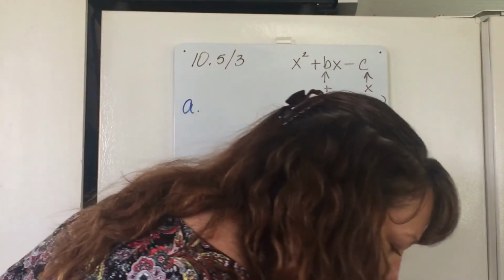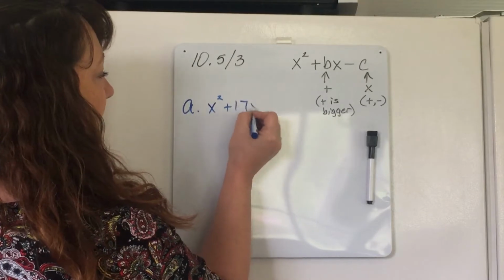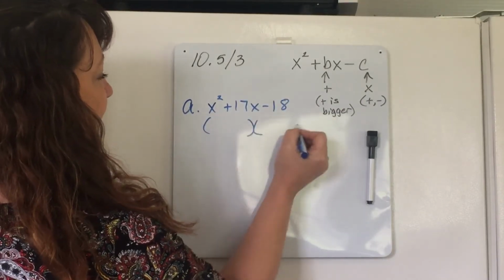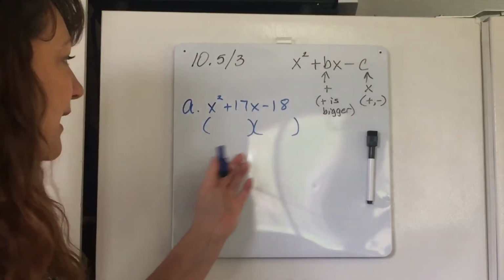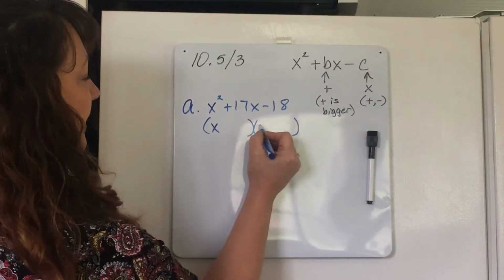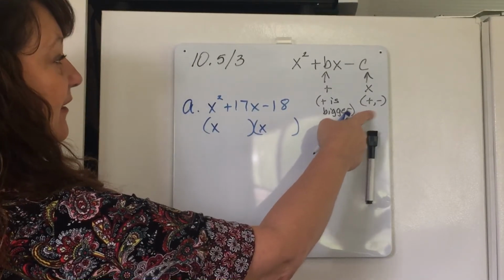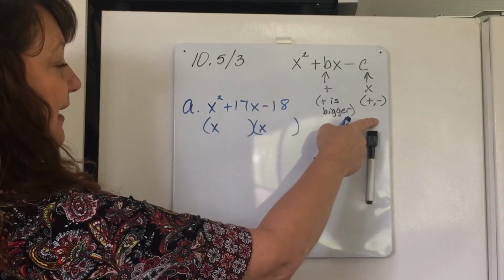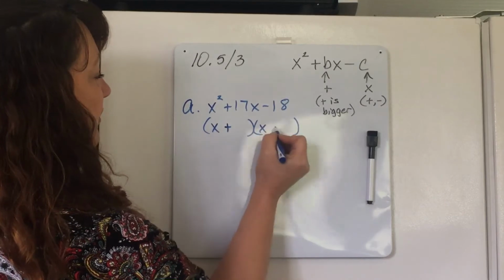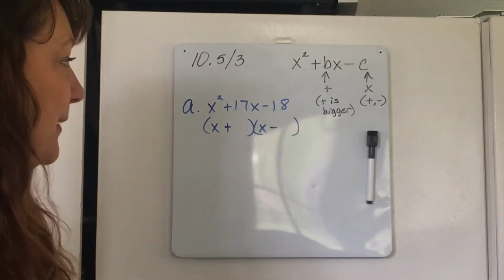Let's say I had x squared plus 17x minus 18. Well, I want to factor that into binomials. So x squared will be x times x. We already said at the outset that our integers are going to have to be opposite signs to make them multiply to be a negative. So let's just put a plus and a minus. Now what multiplies to get me 18?